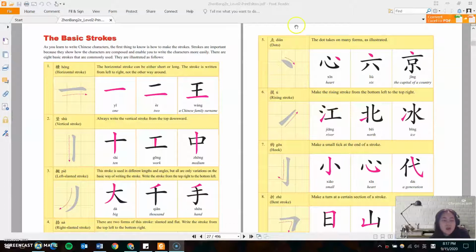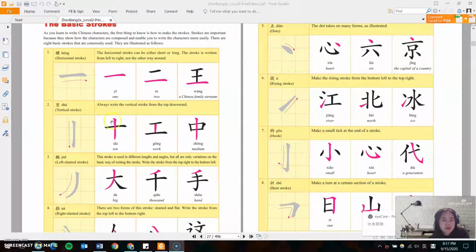横, the horizontal stroke can be either short or long. The stroke is written from left to right, not the other way around. It really does make a difference. And I will tell you that I do not have good handwriting in Chinese, but when I teach you and when we do and did calligraphy, right, there's a proper order to everything, okay? 一, 二, 王, 竖. Always write the vertical stroke from the top downward.